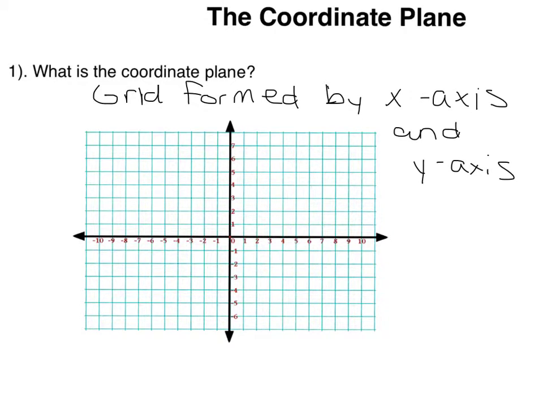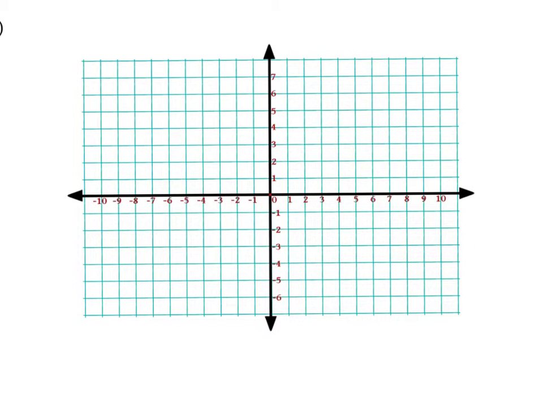In the picture below, my x-axis is the horizontal axis, so I'm going to label that. And my y-axis is my vertical. Whenever you're graphing, your x will always be the horizontal axis and your y will always be the vertical. In the coordinate plane, we have 4 quadrants.